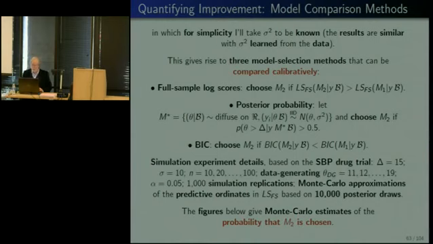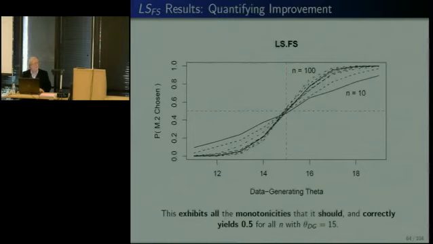And so you'll recall that model 2 should be chosen when theta data generating is at least 15. So at 11, 12, 13, and 14, the probability that model 2 is chosen should be small, although it would be expected to rise. Right at 15, it should be a half, and then above 15, it should go bigger than that. And so that's exactly what you see.